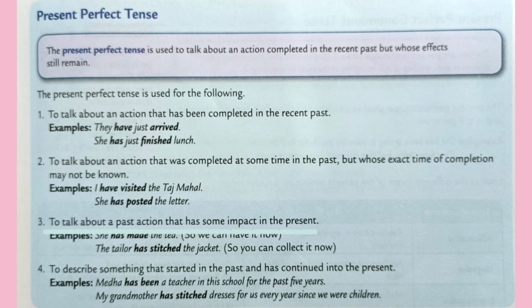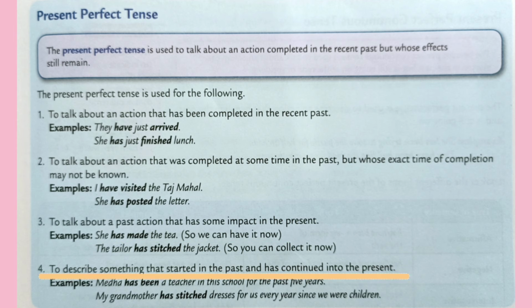Next, we use the present perfect tense to talk about a past action that has some impact in the present, which means the action was completed in the past, but the impact of the action can still be seen in the present. For example, she has made the tea. She made the tea in the past, and the impact in the present is that you are having the tea right now because it was made in the past and you are drinking it in the present.